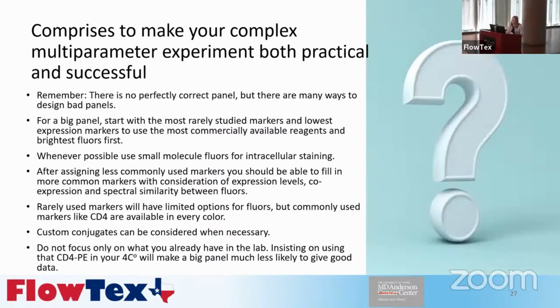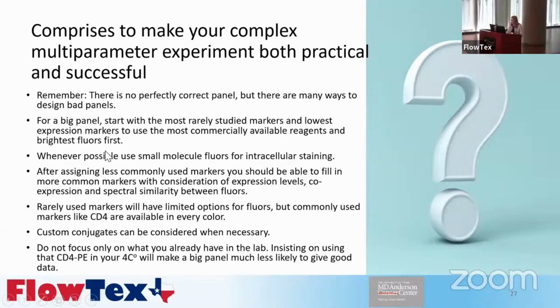Okay, so now we're going to move to a bigger example. I thought I'd start out by saying that there are always compromises in a big panel. There's lots of bad choices. There's no perfect choice. For a big panel, you're going to start with the most rarely studied markers and the lowest expression markers. That's always my first set that I'm going to assign. The less commonly studied markers have fewer options that are commercially available. And the dim markers need to be reserved for the bright dyes. So those are the two groups I'm going to start out with.